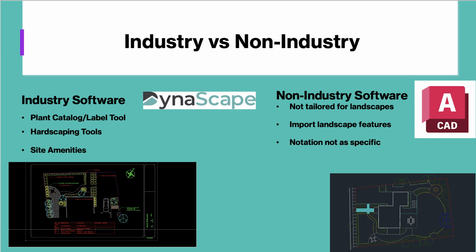Industry-specific softwares have certain features like a plant catalog, an expansion of different hardscape patterns, pre-built figures, and site amenities, whereas AutoCAD lacks those kinds of features. Dynascape has more representative symbols of trees and shrubs, unlike AutoCAD, which is just circles of different sizes to represent trees and shrubs. Unlike in AutoCAD, Dynascape also utilizes a label tool that allows you to label different trees and shrubs with leader lines, as well as other objects in the drawing, like a table and chairs, hatch patio, and a fire pit.